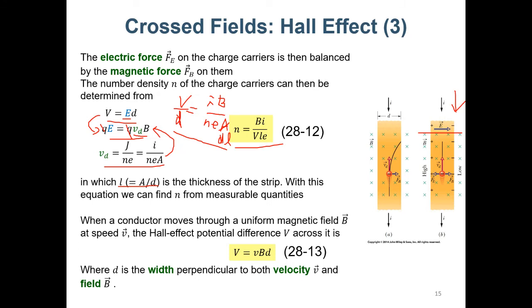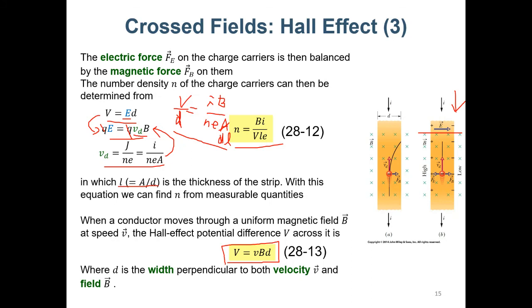When the conductor moves through the uniform magnetic field B at the speed V, we get the Hall effect potential. This means that if we have a copper wire with some current going through it, and then we apply a uniform B field perpendicular to it, there will be some potential difference at the two sides. So this is called the Hall effect potential.